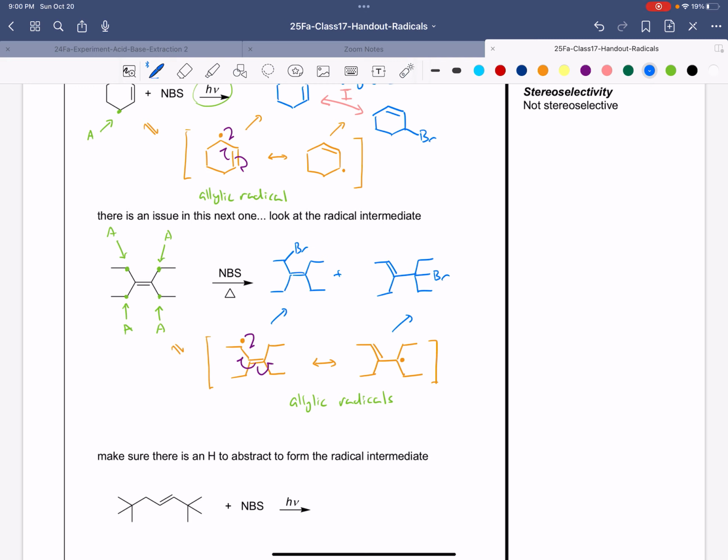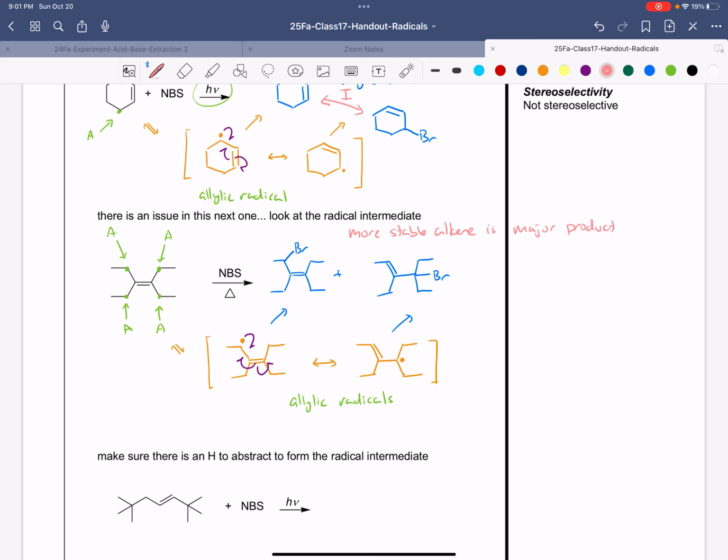Now, we have to circle the major product. The major product is the more stable alkene. So, more stable alkene is the major product.